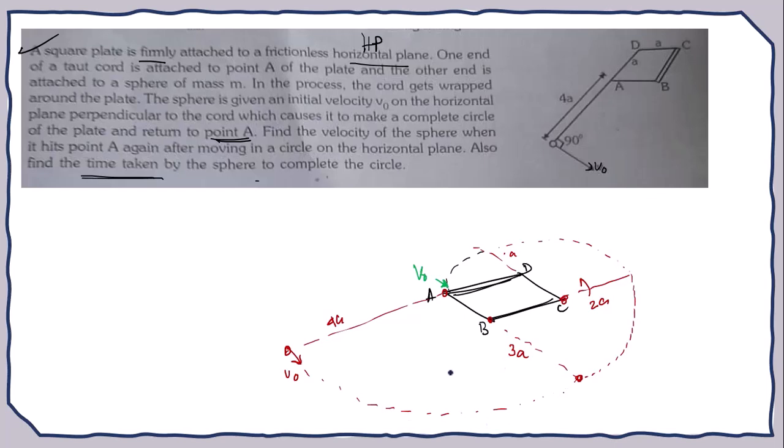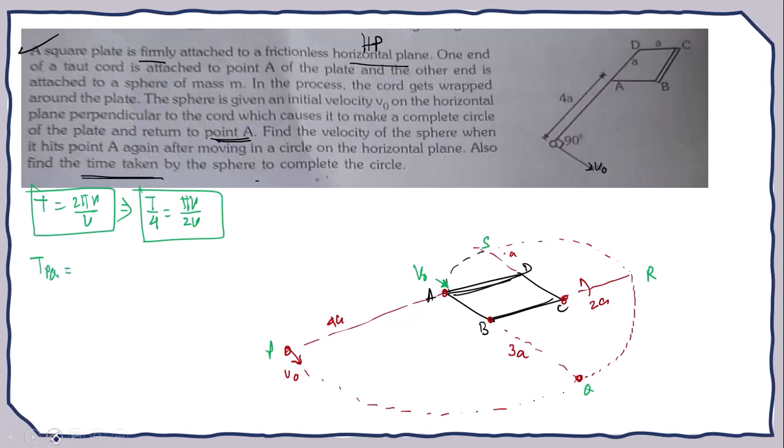For this part, let us say P to Q, then Q to R, R to S, and S to A. So for PQ, how to calculate the time? Time of rotation equals 2 pi R by V. But here every time it is performing a quarter of a circle. So that means I want to calculate the time of T by 4, which is equal to pi R by 2V. Okay. So that will be the answer for the time. So for T P to Q, what is the answer?